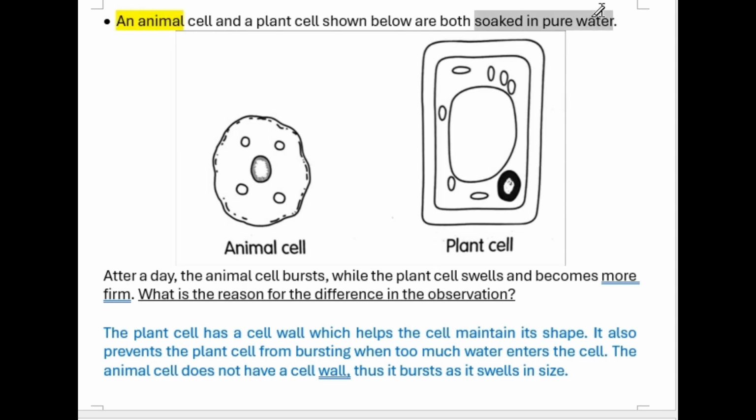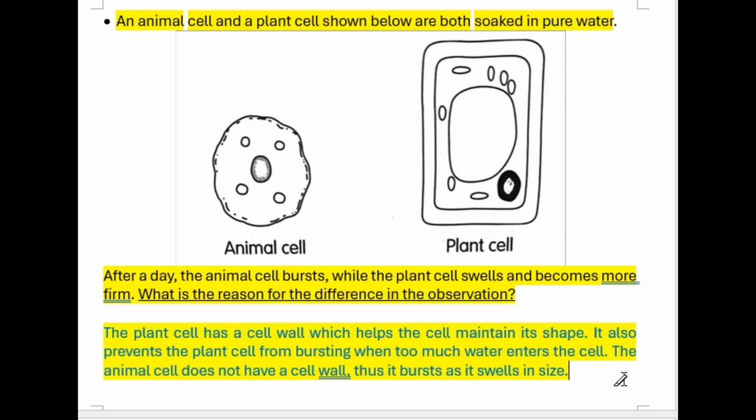After a day, the animal cell bursts, while the plant cell swells and becomes more firm. What is the reason for the difference in the observation? The plant cell has a cell wall, which helps the cell maintain its shape. It also prevents the plant cell from bursting when too much water enters the cell. The animal cell does not have a cell wall, thus it bursts as it swells in size.